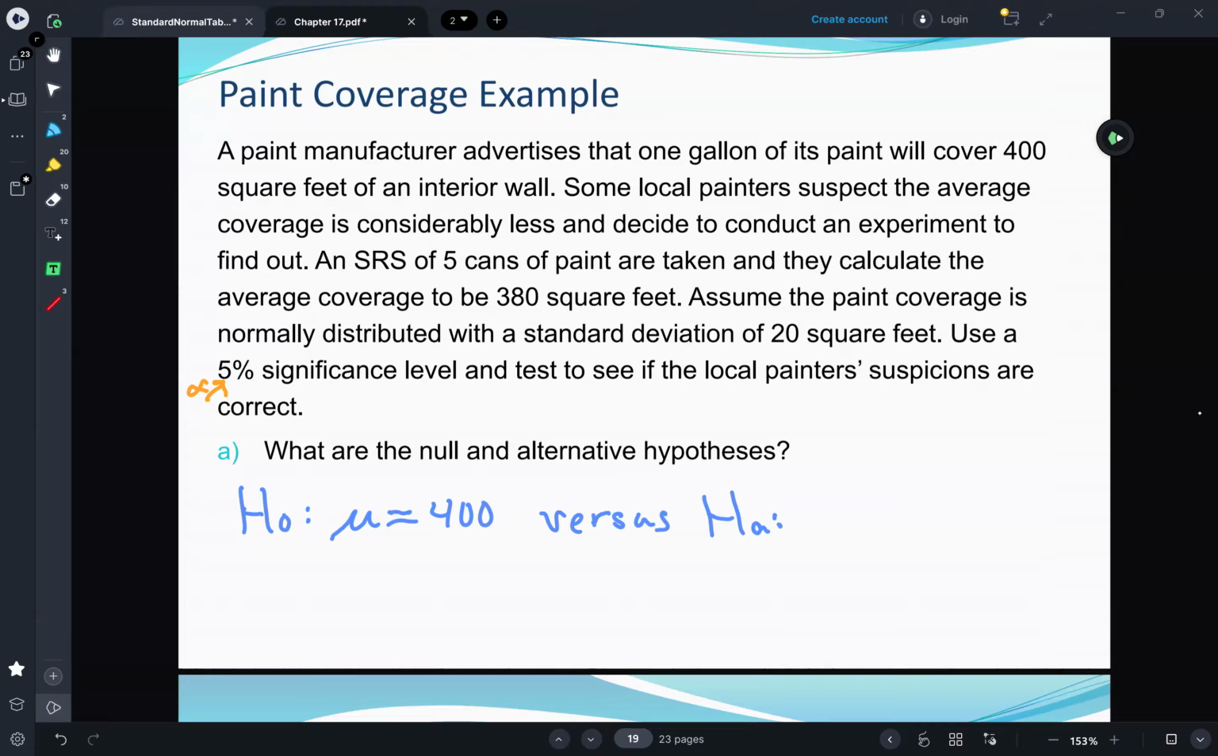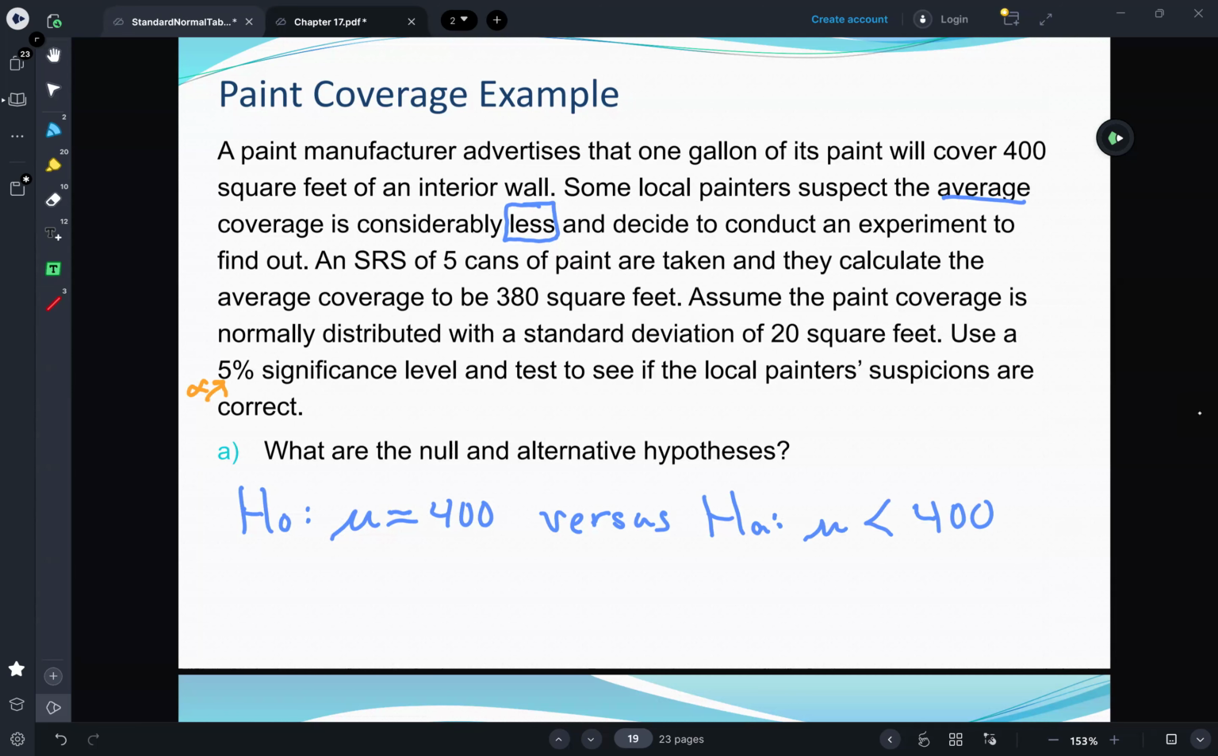Based on the wording of the problem, they suspect the average coverage is considerably less. So we'll go with less, right? This is the key word here, less. So they figure that the average is less. So we'll go mu is less than 400. So it's always equal to some hypothesized value and the same number.